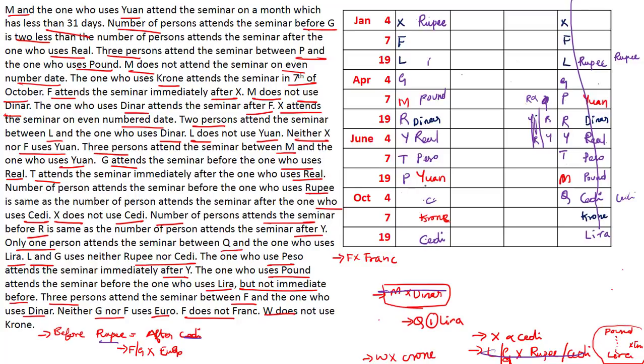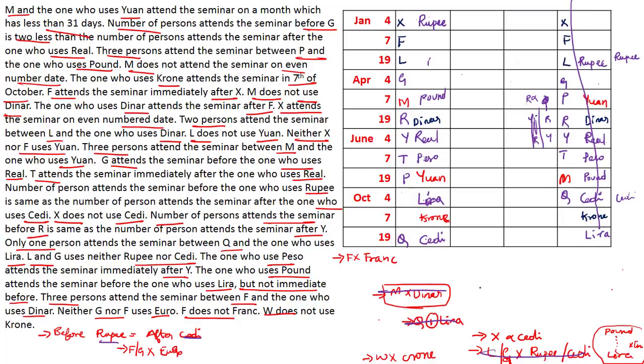Now lira has to be placed. After pound lira has to be placed, but not immediately after. So there is only one place that lira can be placed here. Between lira and Q there is a gap of one person. So lira is here, one place, Q cannot be here, Q has to be at this particular place. So this is also done.